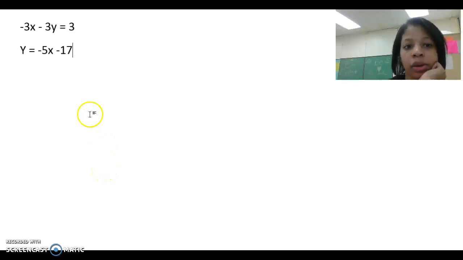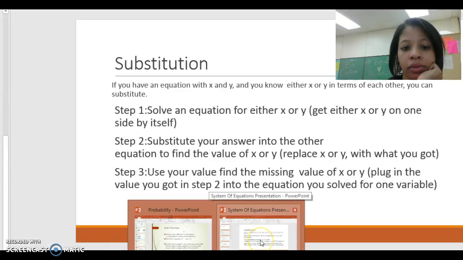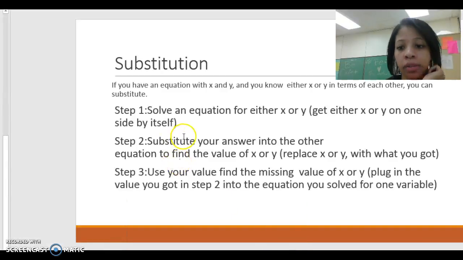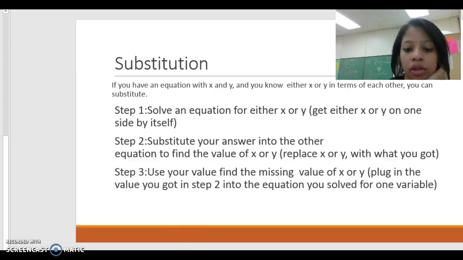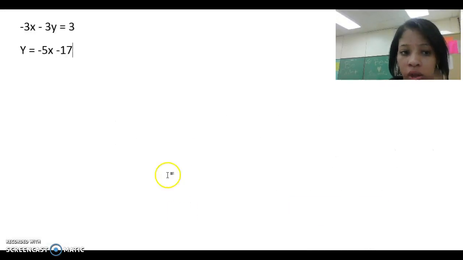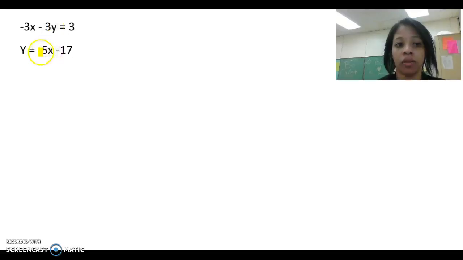Alright, so this is problem number 4. So let's go back to our steps to refresh. Our first step is to solve an equation for either x or y, so it doesn't matter. If we're looking at our equation, it's already solved for y. So we're going to use what's solved for y and substitute it in for y when we're rewriting our equation.